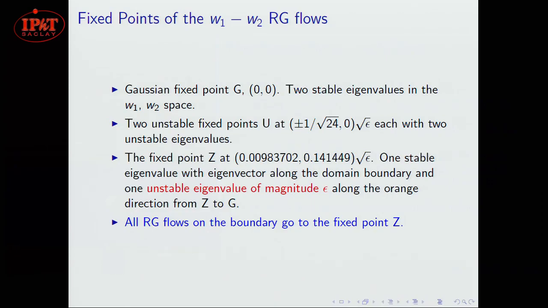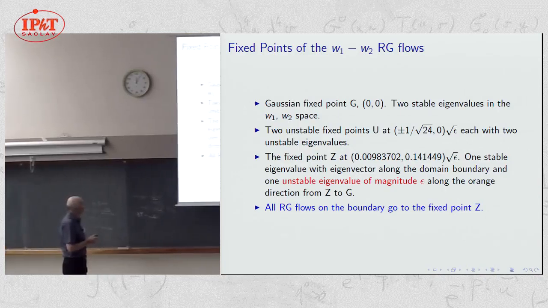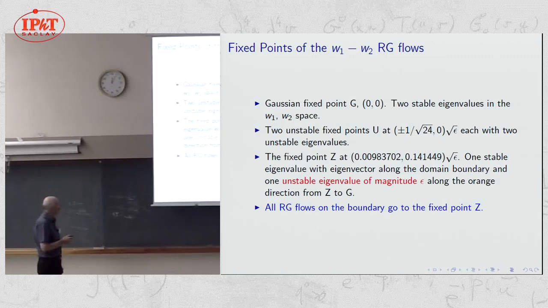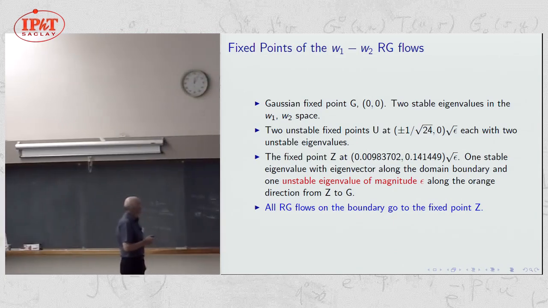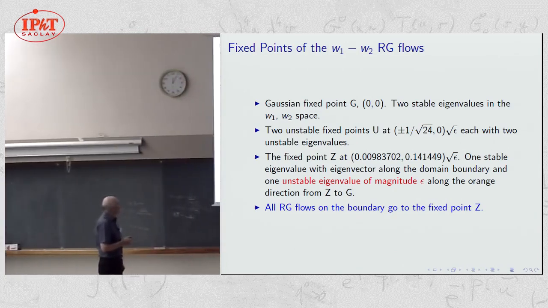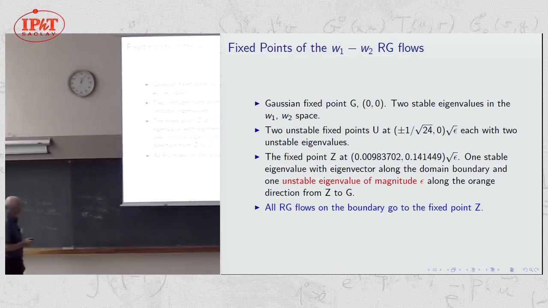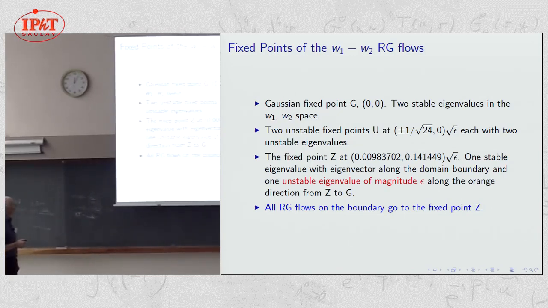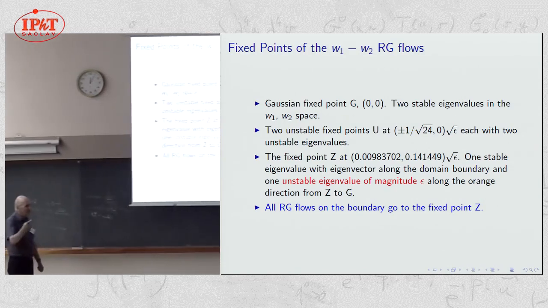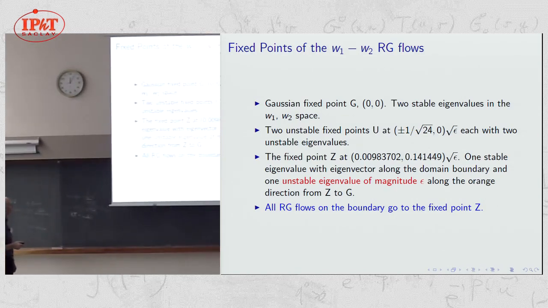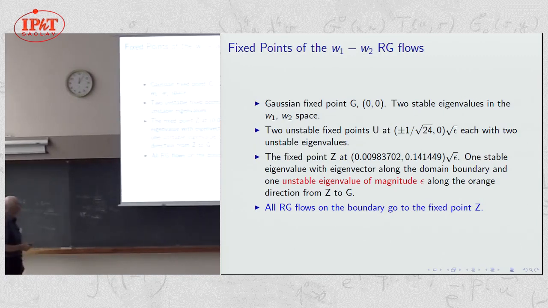So there are 2 stable eigenvalues in the W1 and W2 space at the Gaussian fixed point G, and there are 2 unstable fixed points at the value I've called U, with no stable eigenvalues, and there's a fixed point Z, the one I just showed, which is nearly on the y-axis, the W2 axis, which has got 1 stable eigenvalue corresponding to flows along the boundary and an unstable eigenvalue off it. And all RG flows on the boundary go to this fixed point Z.